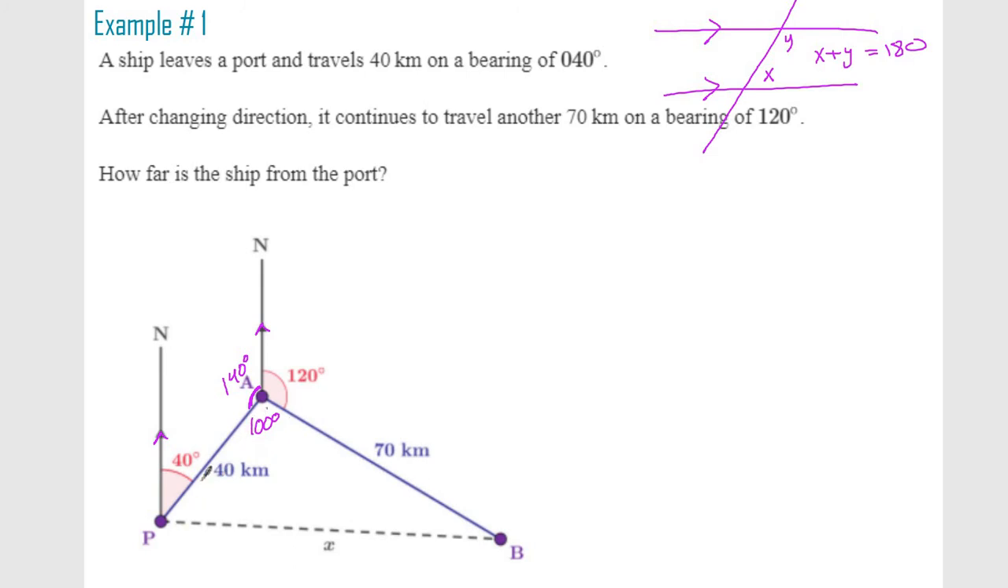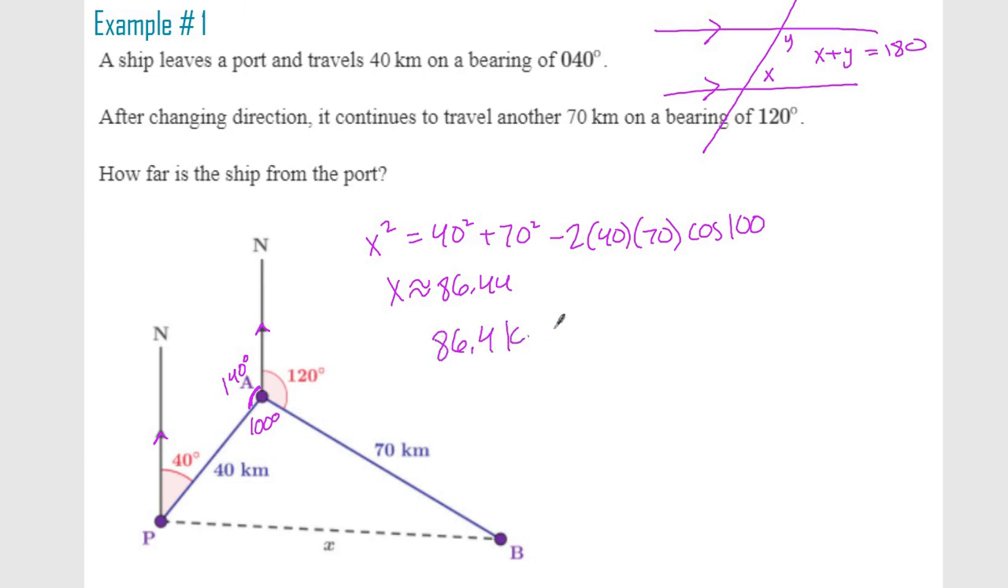Now we've got two side lengths. Oh, cool. Check that out. We can do law of cosines. How handy is that? So we've got x squared equals 40 squared plus 70 squared minus 2 times 40 times 70 times cosine of 100. Law of cosines. So we plug that into our calculator, and we should get 86.44. It didn't say, so we'll just default to 3 sig figs, so 86.4 kilometers. Again, I will be clear on the test.